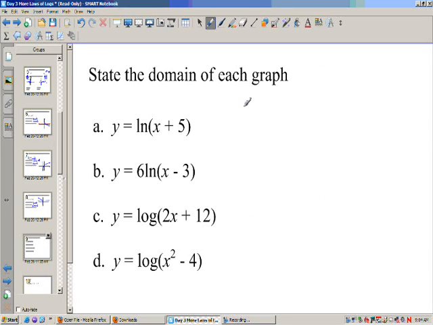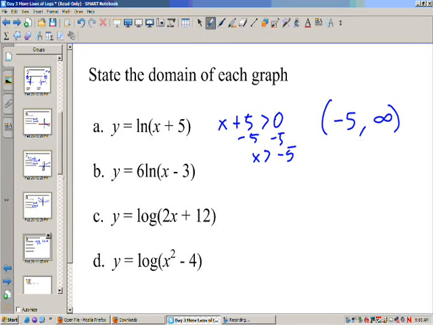So what I can do with this one would just be, it's like solving for 0. X plus 5 is greater than 0, so if I subtract 5 on both sides, x will be greater than -5. So my domain on this would be from -5 to infinity. If I try this one, x minus 3 is greater than 0, add 3 to both sides, goes from 3 to infinity.